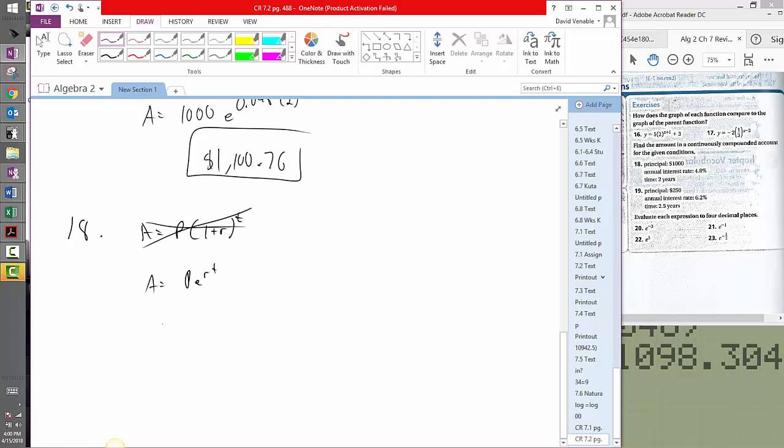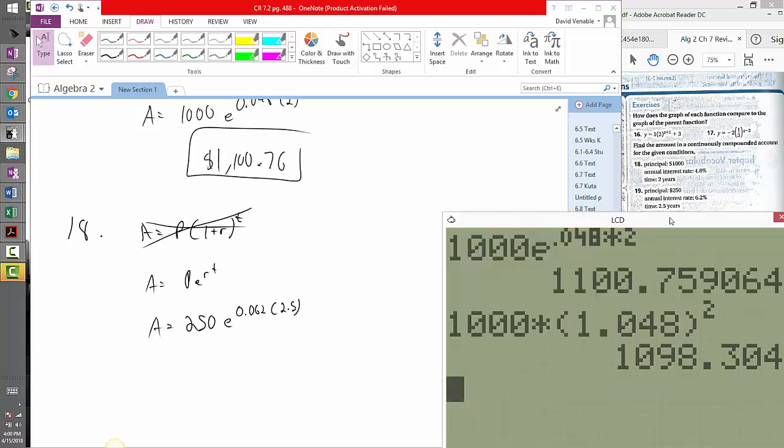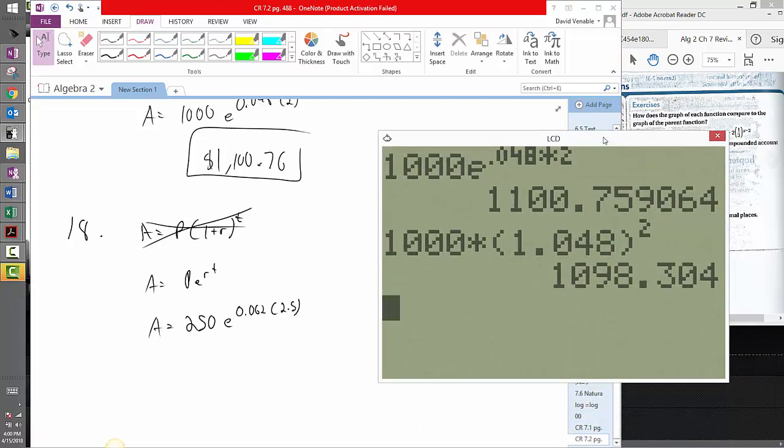So your amount is going to be: take 250, and you take E, raise it to the power of 0.062, because that's what 6.2% interest is. And then you do that for 2.5 years. Okay, and again, notice that it would be really close if I did it the other way. I'll do it both ways again.